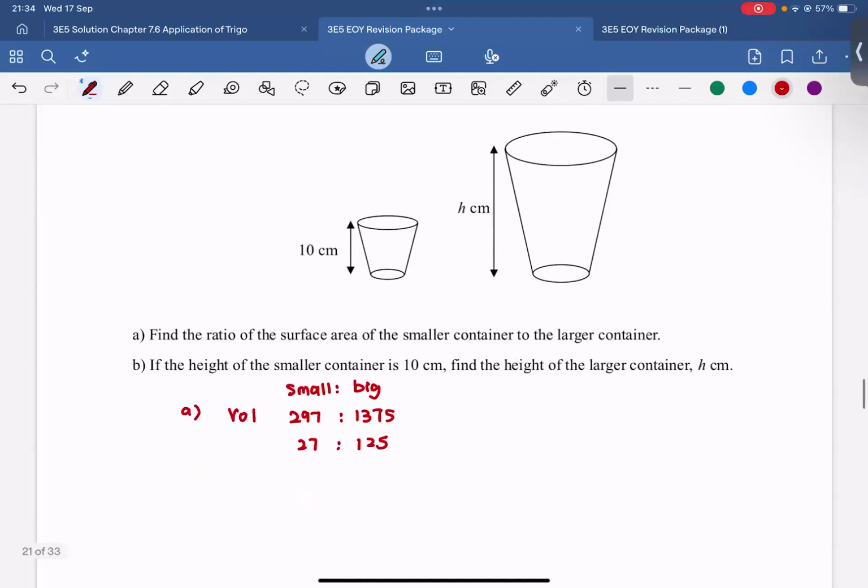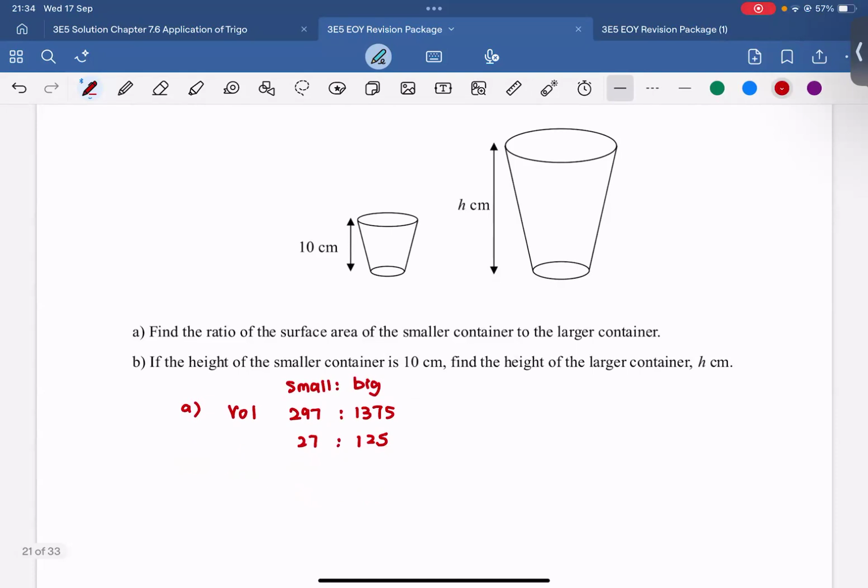Now you want to find the ratio of the area. Before you can find the ratio of area, you have to go for the ratio of the length. So how do you go to the ratio of length? Cube root. Cube root 27, you get 3. Cube root 125, you get 5. If you don't simplify the ratio first and do cube root immediately, your number will be ugly with a lot of decimals. That's what happened during your WA. So for the area, you just square it. 3 squared is to 5 squared. 9 is to 25. That's the answer.